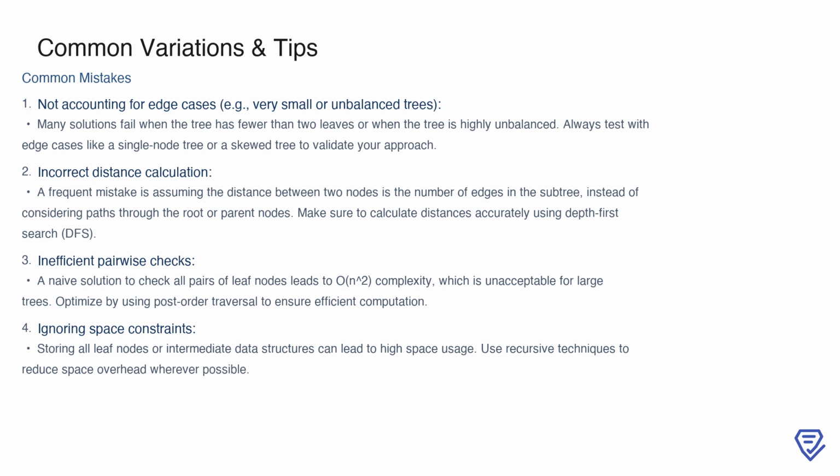Another frequent issue is with distance calculation. It's important to remember that the distance between two nodes is not just the number of edges in their subtree but must also consider paths that pass through their parent or the root. Using depth-first search is a reliable way to ensure accuracy here.